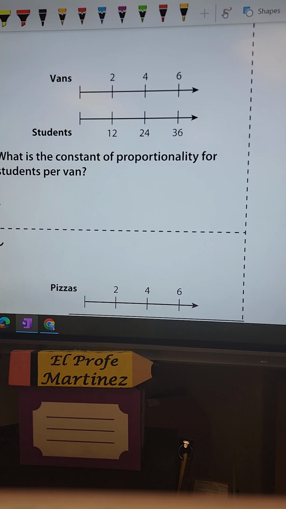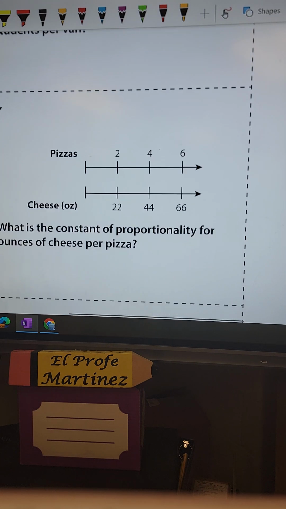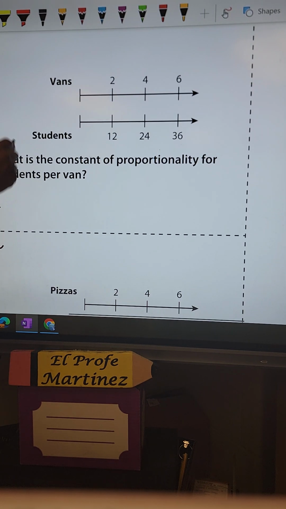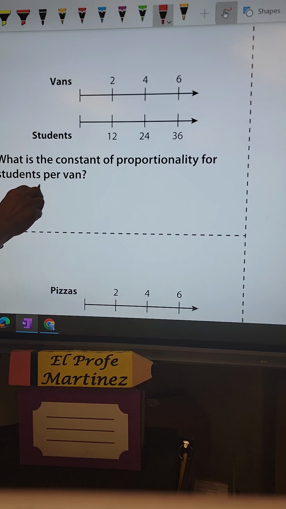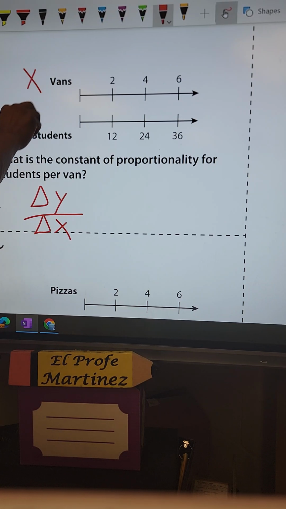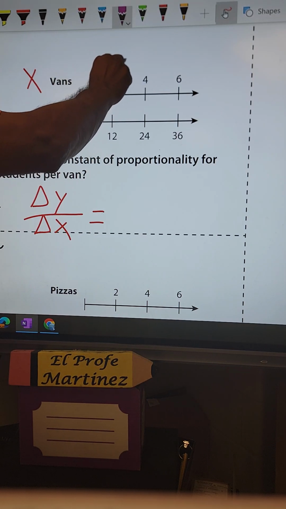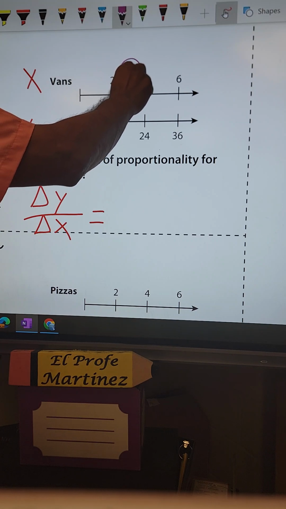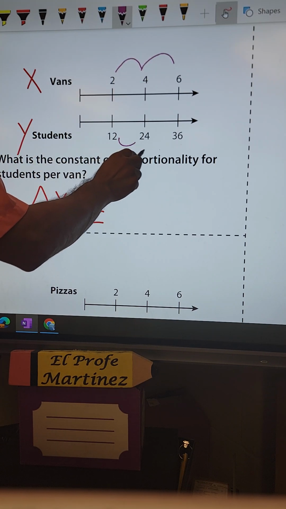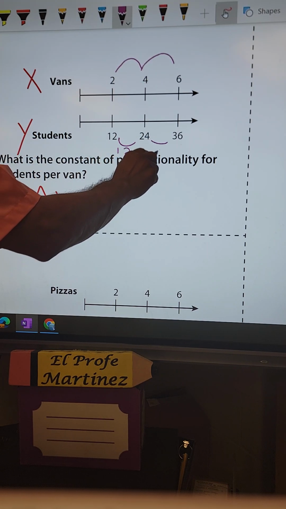We have vans and students. Again, vans and students, so we're gonna do the same thing. Change in Y over change in X, okay? And so we'll say X, Y. And then you look for the patterns. For example, the vans are going up by 2, and the students are going up by 12.